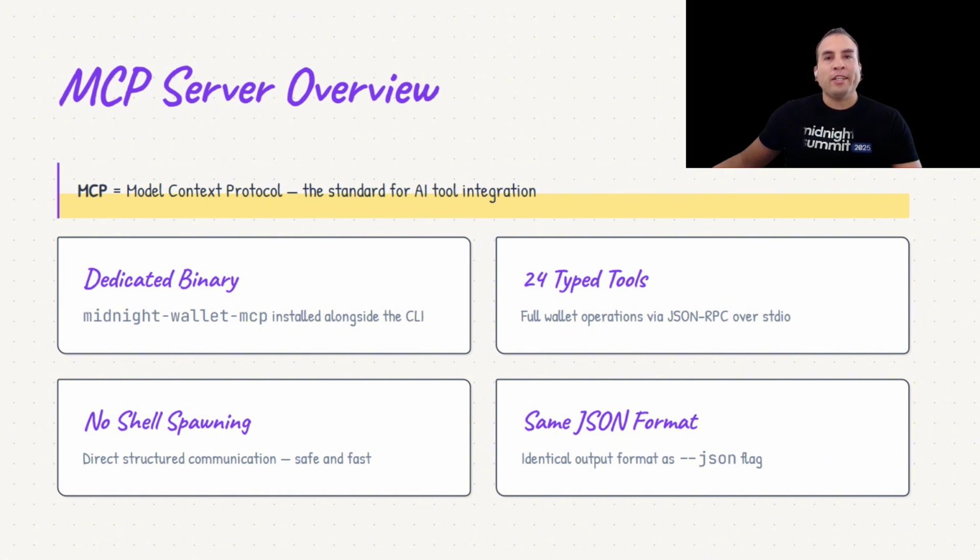So when you connect an AI agent like Claude to this MCP server, the agent can do everything the CLI can do. Generate wallets, check balances, make transfers, start the local network, all of it. The protocol is simple. The AI sends a JSON request describing which tool to call and what parameters to use, and the MCP server executes it and sends back the results. It's like giving an AI its own terminal, but specifically for Midnight operations.